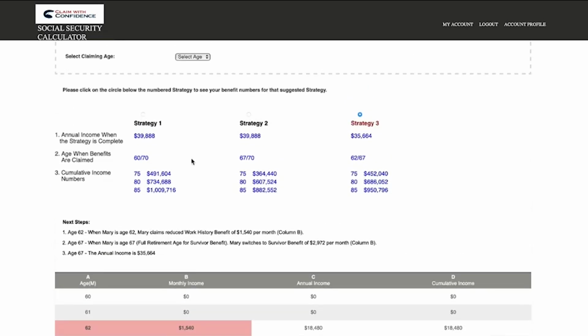Now, if you want to compare them, strategy one and strategy two both have Mary claiming her maxed out benefit at age 70. So when the strategy is complete, basically she ends up at the same place. She's going to receive $39,888 on an annual basis. But the difference is, with strategy one, she starts receiving survivor benefit payments at age 60 as opposed to waiting till age 67. So then you can go down here and compare the cumulative totals of total Social Security income she would have received up to these particular ages.